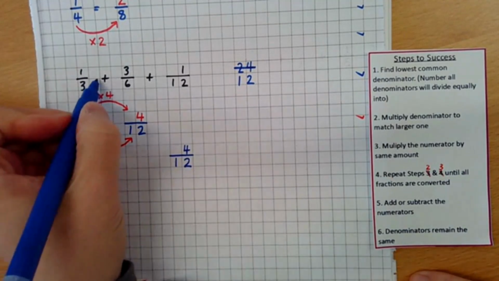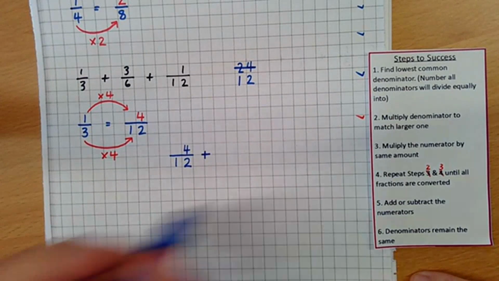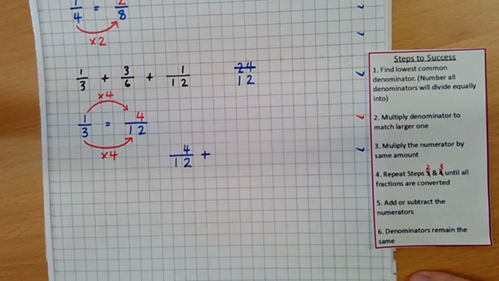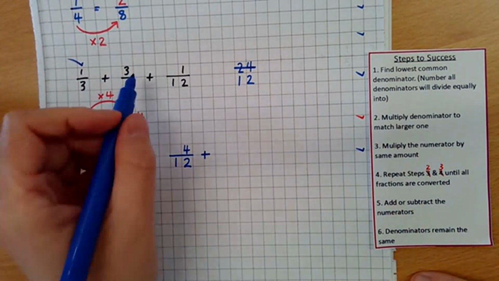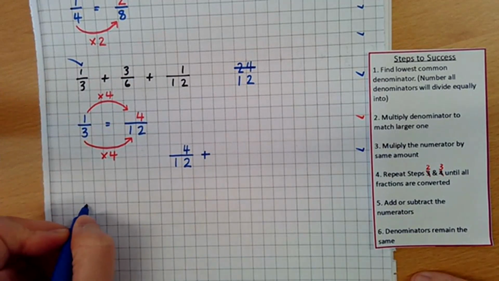Okay, then I'm going to check the operation. Okay. Right, what shall I do now? Can you read out step 4? Good. So I've converted this one. Now I'm going to move on to the next fraction, 3/6.